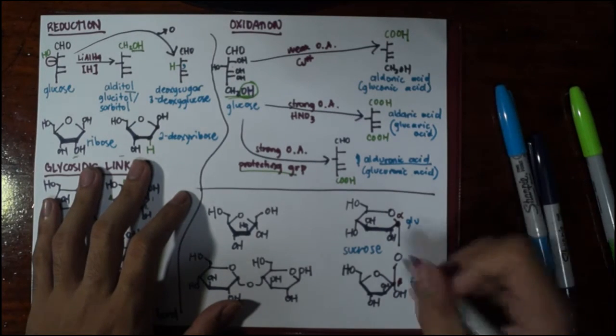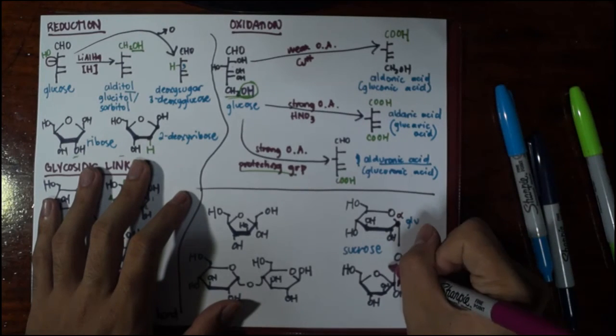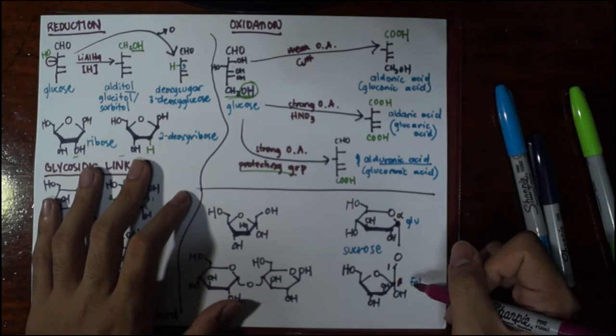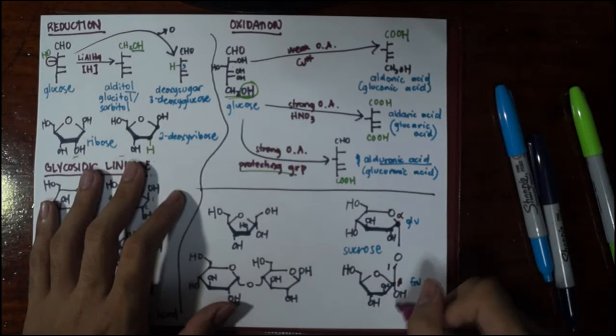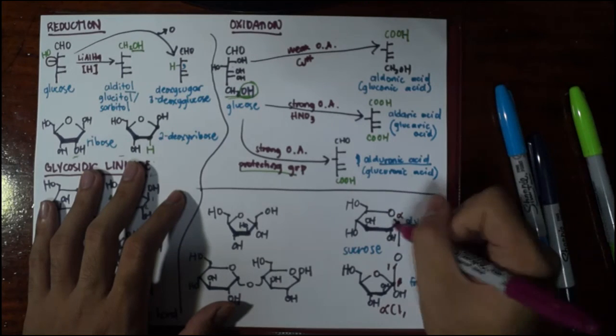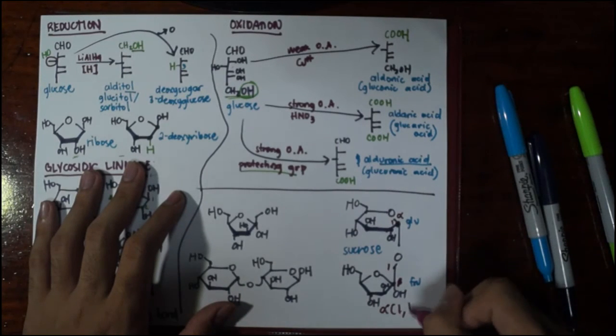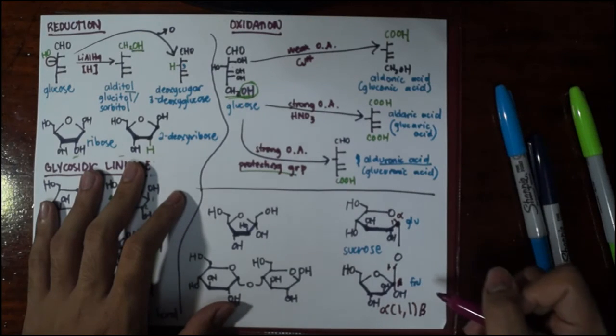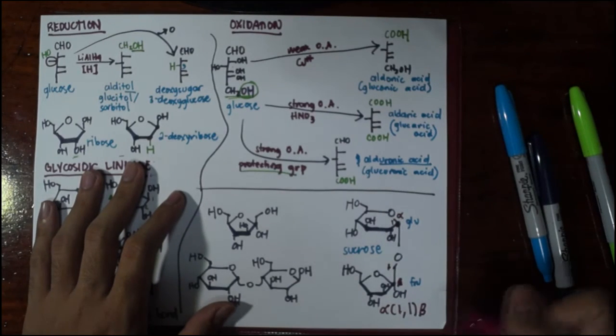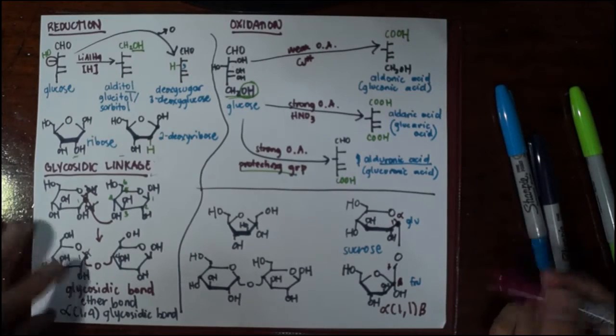So now we have also carbon number 1 here, right? We have carbon number 1 here. So here, the glycosidic bond is alpha 1, the 1 referring to this one, and 1 beta referring to 1 here, and the beta of fructose. So this is an alpha 1, 1 beta glycosidic bond.